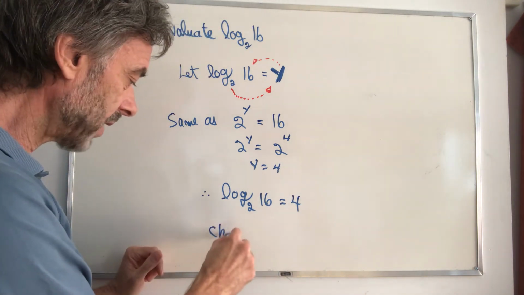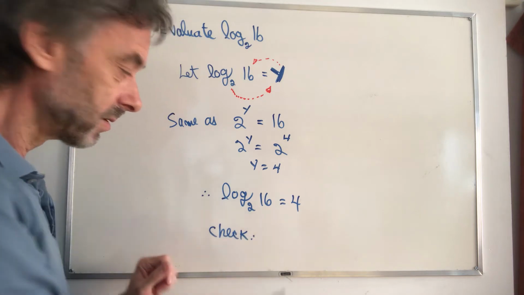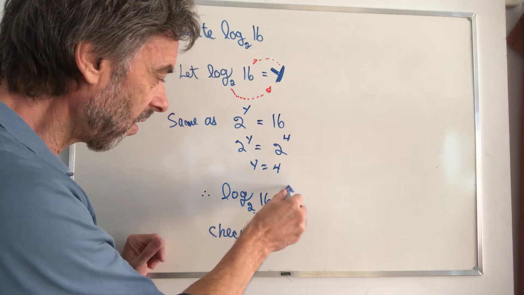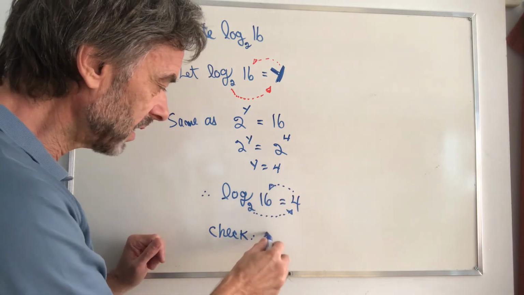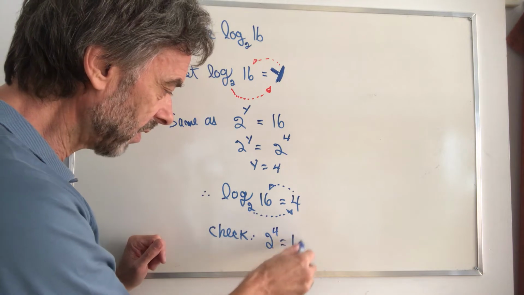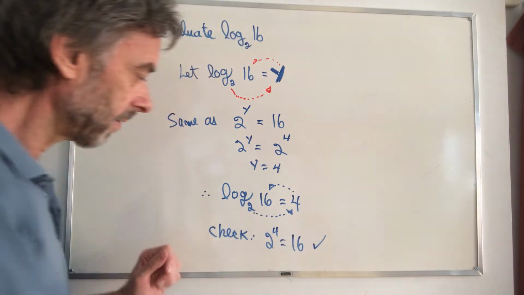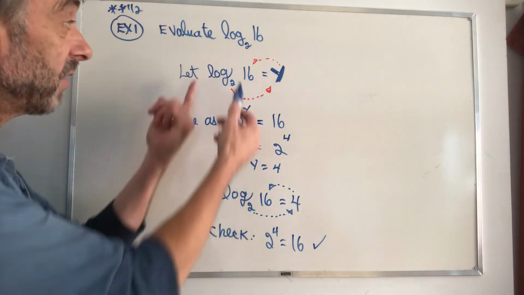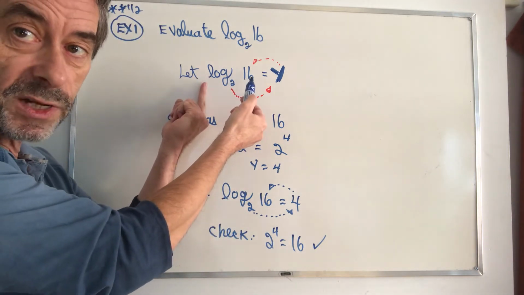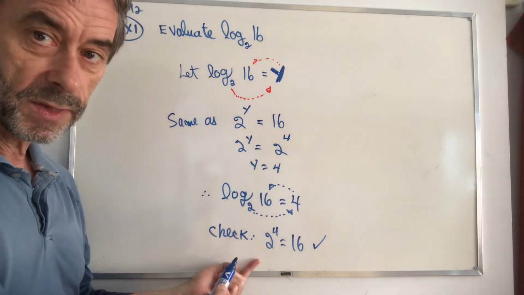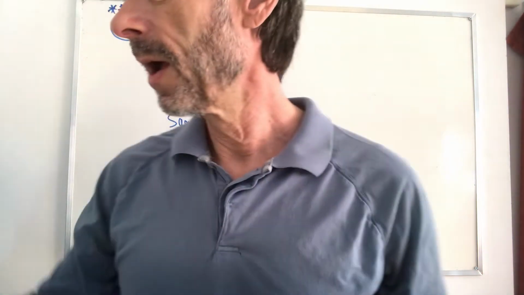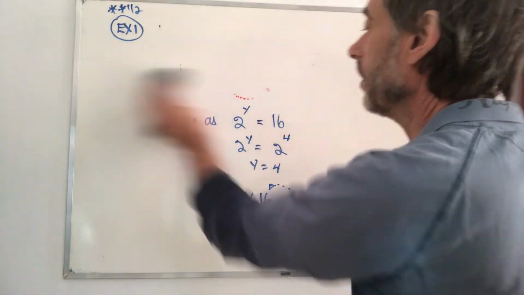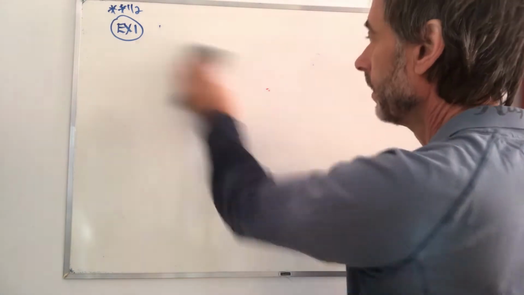Check. How do I check that this answer is correct? Well, 2 to the 4 equals 16. Is that a true thing? Of course it is. Check mark. 2 to the 4 is 2 times 2 times 2 times 2 is 16. So we've successfully evaluated log of 16 base 2. The answer is 4. Good? All right, let's take a look at another example of the same caliber.